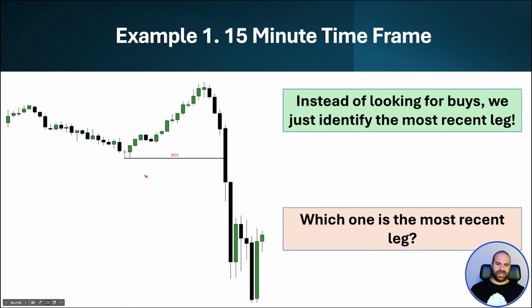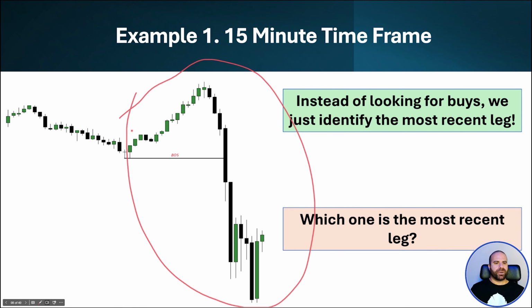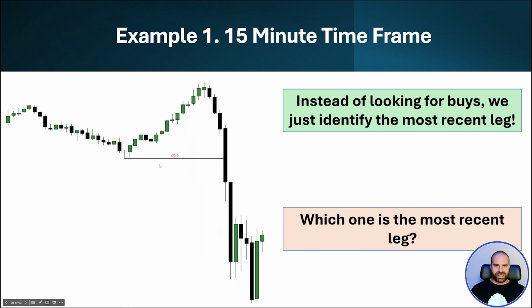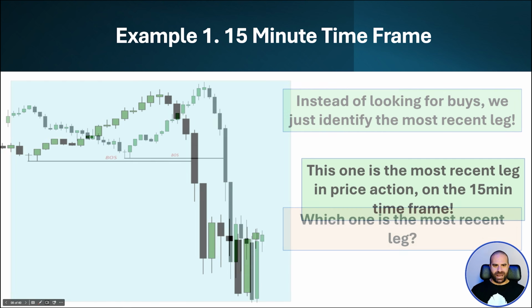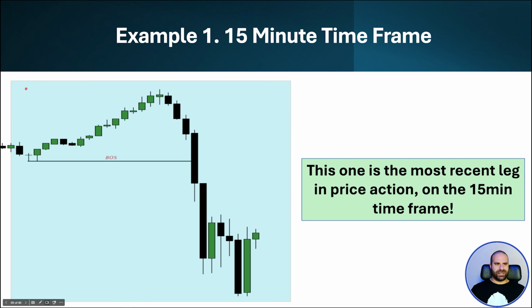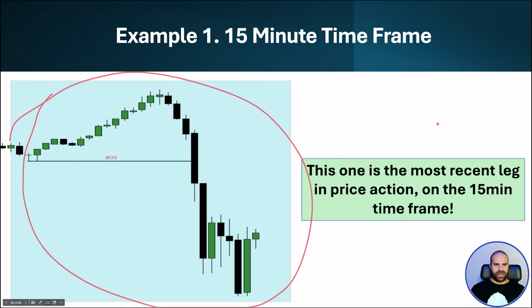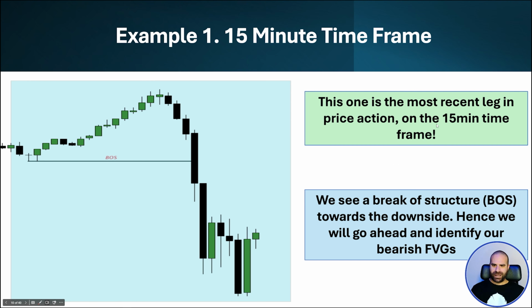What is the most recent leg? Some of you might say the most recent leg is this one, Chris, down here after this break of structure. Of course, you cannot trade anything in here. The most recent leg is this leg over here. Okay. This is the most recent leg. I go ahead here and highlight it for you to be able to see. This whole price action is your most recent leg.